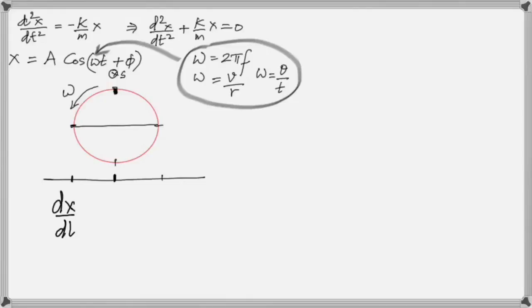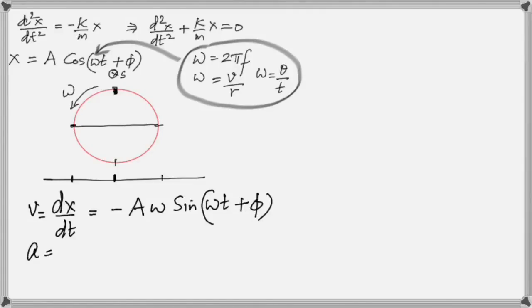dx by dt is nothing but velocity, you know that, and it is negative A omega sine of omega t plus phi. You agree? Because omega is a constant, you have to write it out one more time. And you know that dx by dt of cosine theta is negative sine theta, right? That's why the negative. All right, go ahead, do one more.